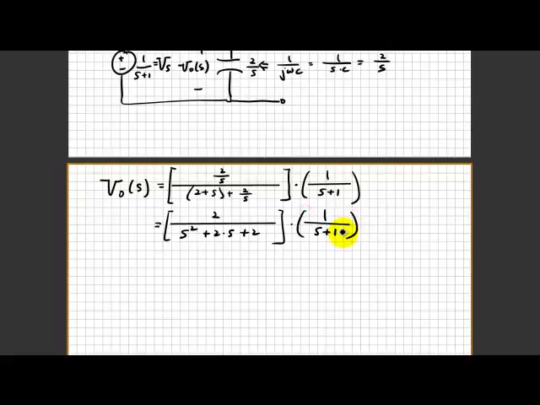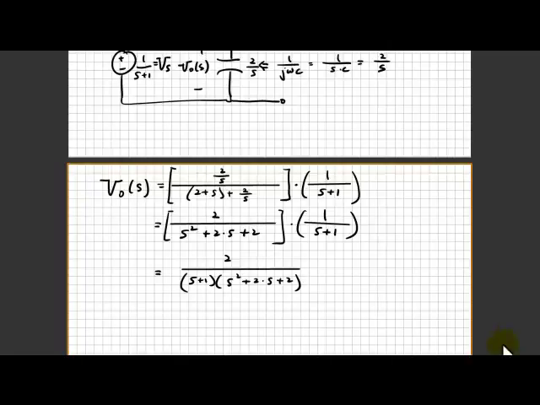Does this sound very familiar to you now? Yes, we are going to deal with the partial fraction expansion. So what you need to do is combine these two together. You will get 2 over s plus 1 times s squared plus 2 times s plus 2, and then you have to factor this term. Let's see what I get here.